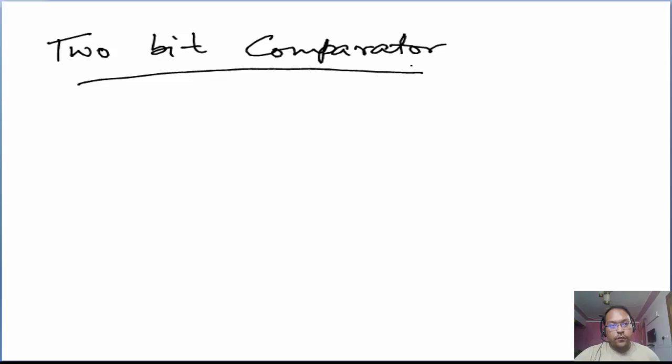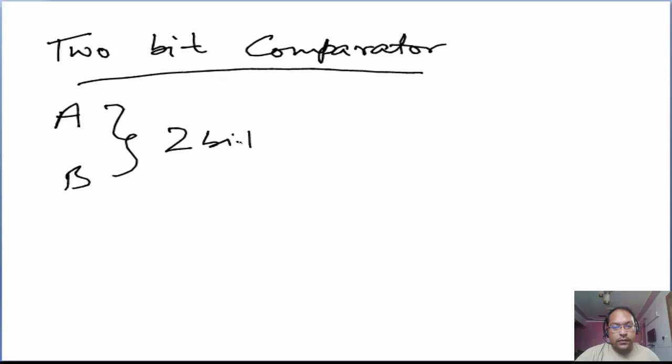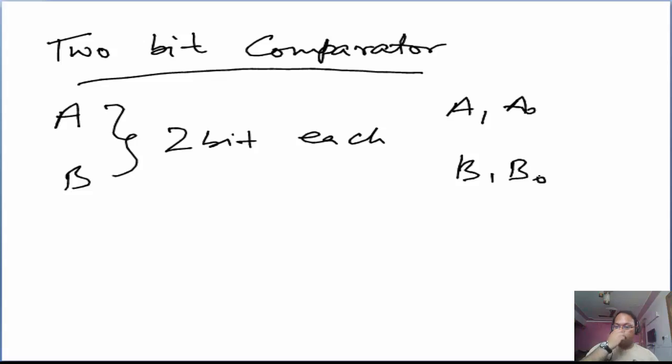Okay, let us start with the definition of a 2-bit comparator. A 2-bit comparator is a combinational circuit which compares the two numbers, number A and number B. Both these numbers are 2-bit each. That means the number A is A1, A0, and the number B is B1, B0. So we have to compare these two numbers.